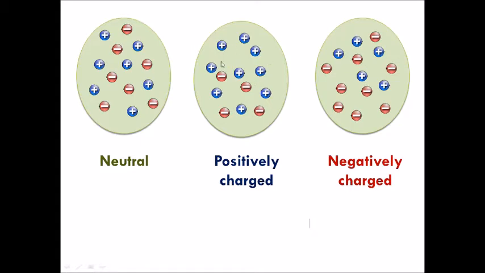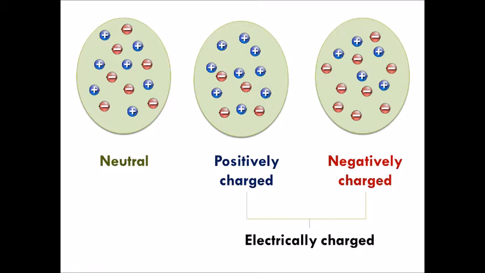So positively charged objects have more positive charges than negative charges. Negatively charged objects have more negative charges than positive charges. Both positively charged and negatively charged objects are electrically charged. And when I say electrically charged, it means they have static electricity. Objects normally are neutral, so everything around you is neutral.